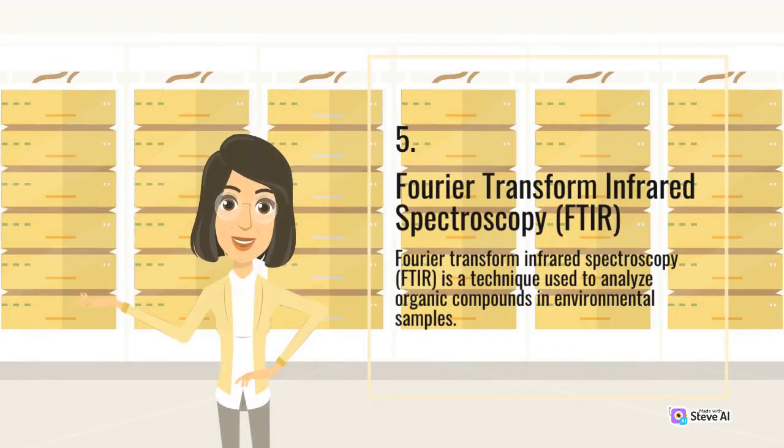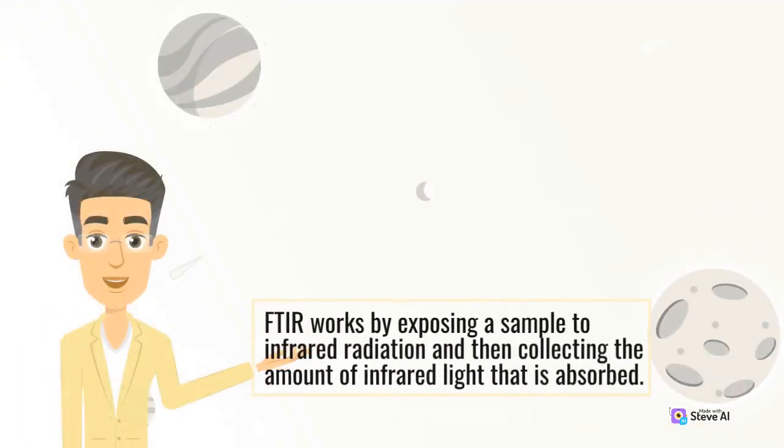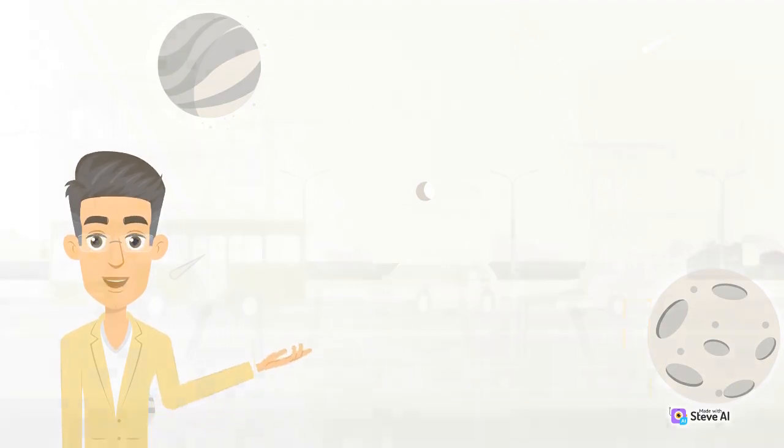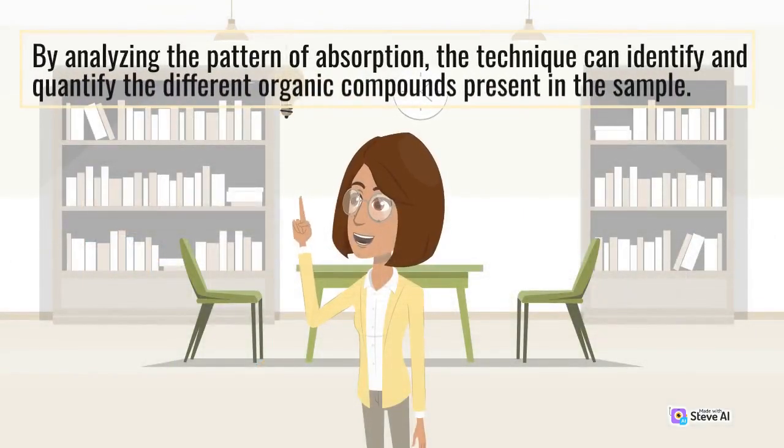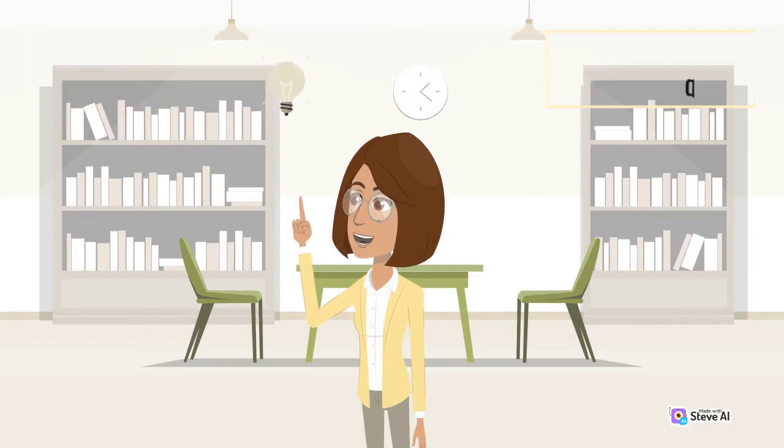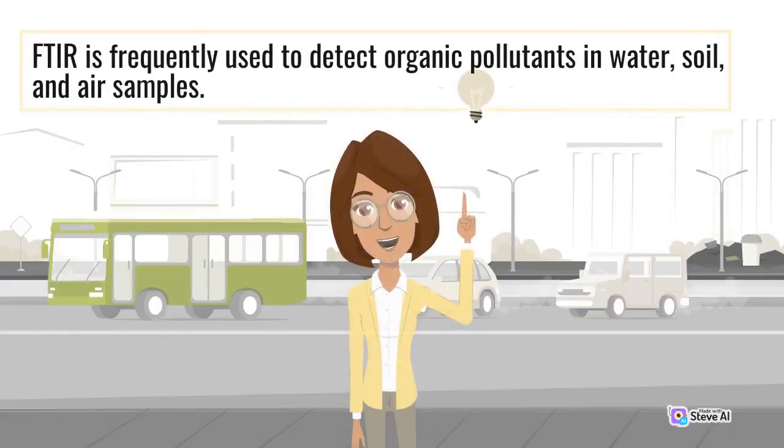5. Fourier transform infrared spectroscopy, FTIR. Fourier transform infrared spectroscopy, FTIR, is a technique used to analyze organic compounds in environmental samples. FTIR works by exposing a sample to infrared radiation and then collecting the amount of infrared light that is absorbed. By analyzing the pattern of absorption, the technique can identify and quantify the different organic compounds present in the sample. FTIR is frequently used to detect organic pollutants in water, soil, and air samples.